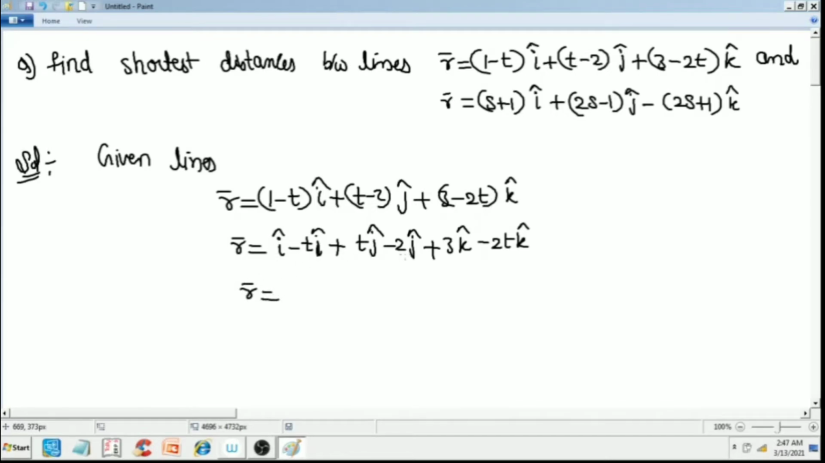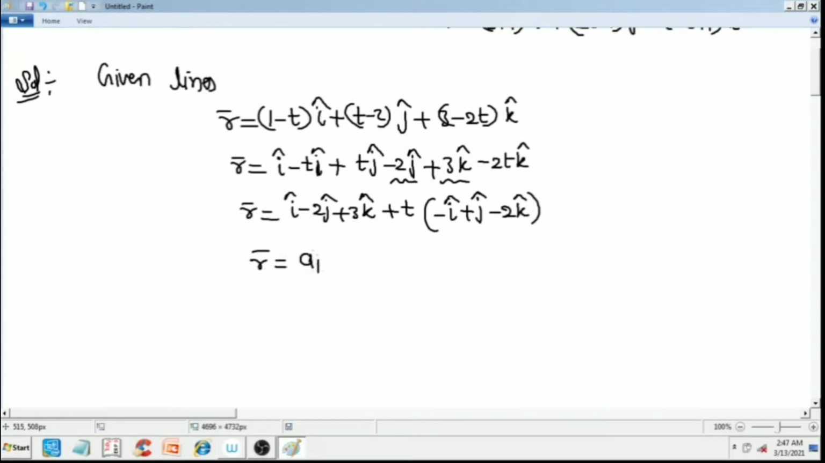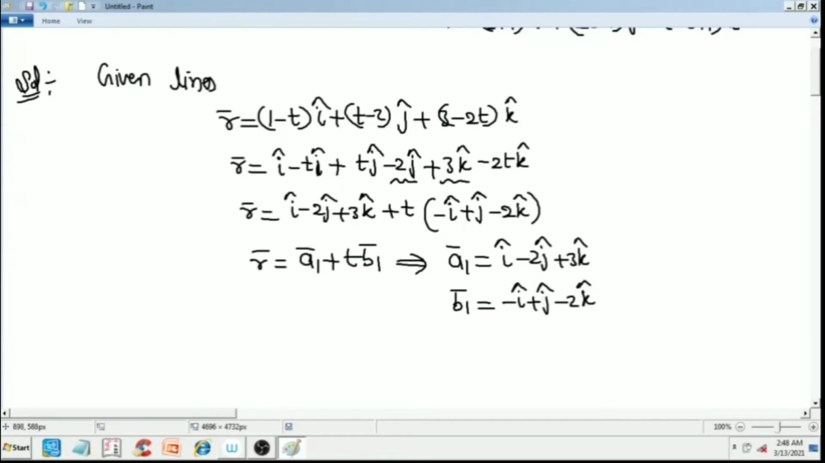r bar is equal to i bar minus 2j bar plus 3k bar. Next take t common and write the remaining terms: minus i plus j, next minus 2k. So this is in the form r bar equals a1 bar plus t into b1 bar. From here we can write a1 is equal to i minus 2j plus 3k. Next b1 is equal to minus i plus j minus 2k.